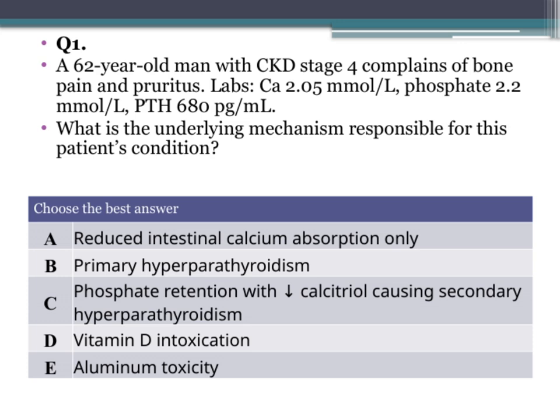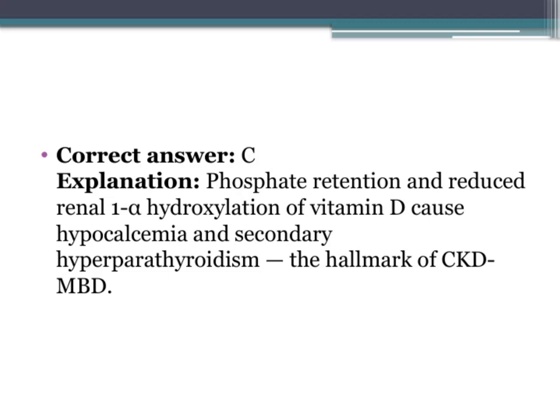Connecting this to the broader theme, it highlights how CKD disrupts mineral metabolism, leading to secondary hyperparathyroidism, bone disease, and other complications. Let's break down why the correct answer here is C. In chronic kidney disease, or CKD, one of the key issues is phosphate retention. As kidney function declines, the kidneys can't excrete phosphate effectively, leading to an accumulation in the blood. This phosphate retention has a significant impact on calcium levels because high phosphate binds free calcium, reducing the amount available in the bloodstream, which causes hypocalcemia.